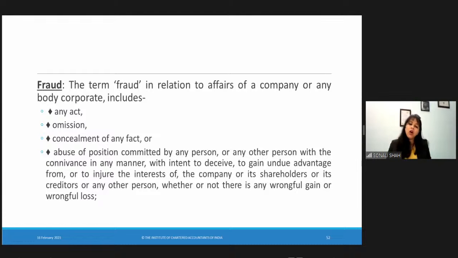Does fraud always mean doing something or including something, or would it include omissions also? So if you include incorrect information, or you omit or conceal certain important information, all of it would be fraud. Even abuse of the position which is available to the person with an intent to deceive or to gain undue advantage, that all comes within the ambit of fraud, right?